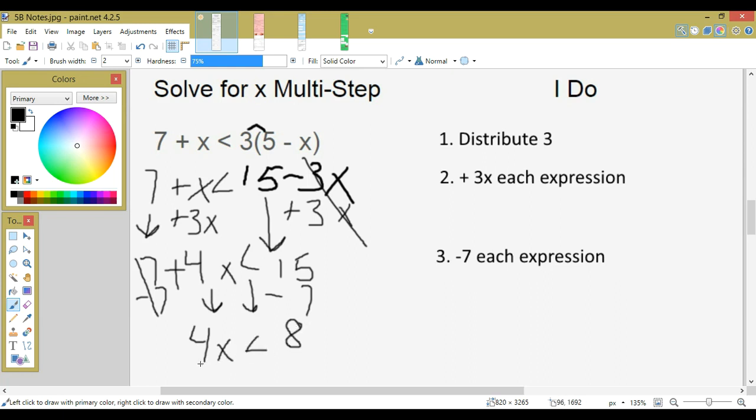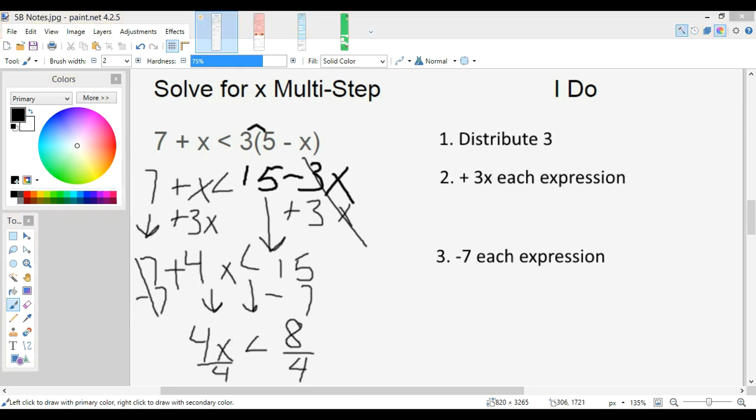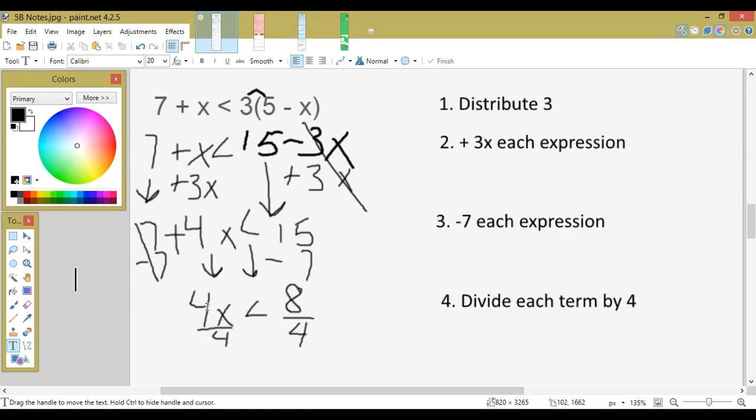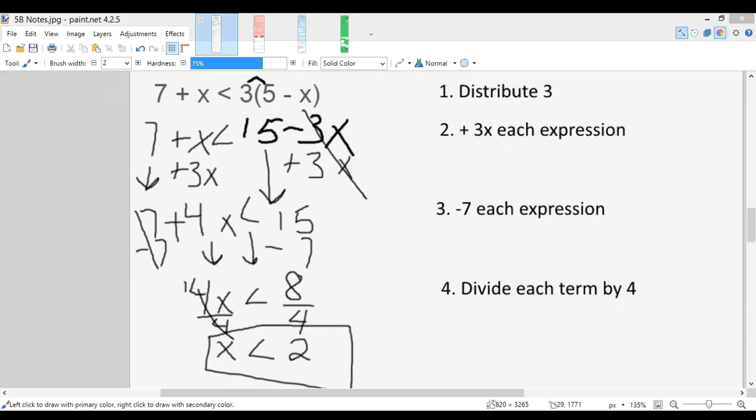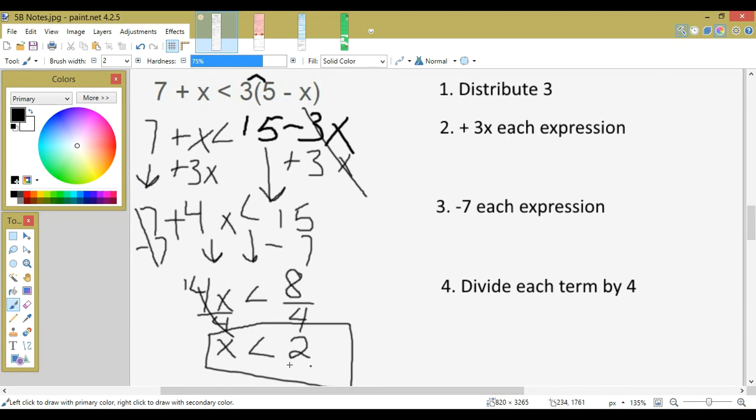Our last step, divide each term by what's in front of the x, which is 4. Divide each term by 4. 4x divided by 4 is 1x. 8 divided by 4 is 2. So our solution is x is less than 2. We don't have to flip the relation sign because we didn't divide by a negative.